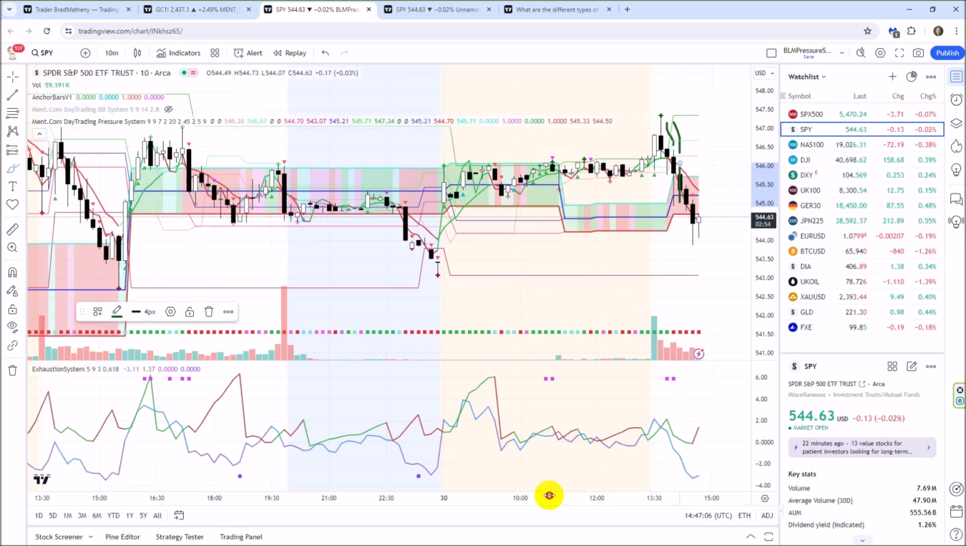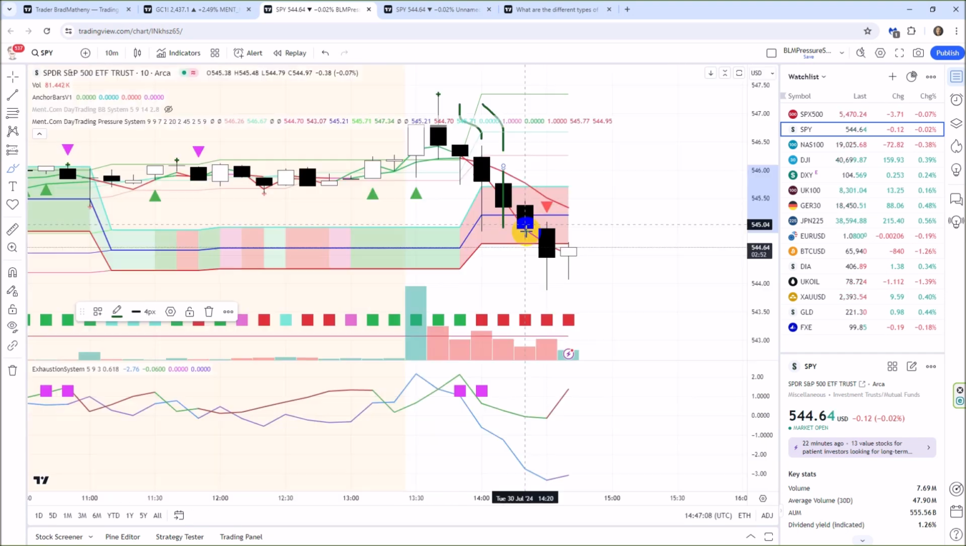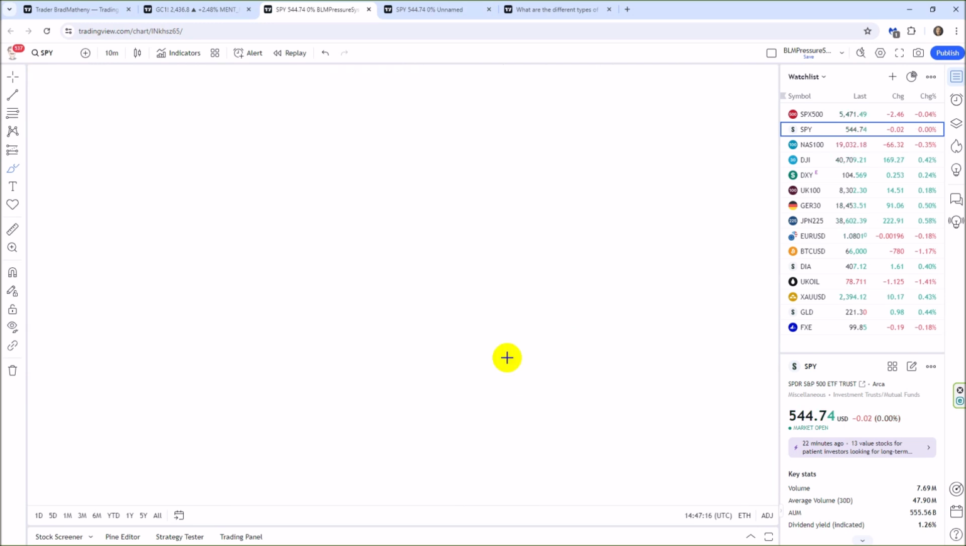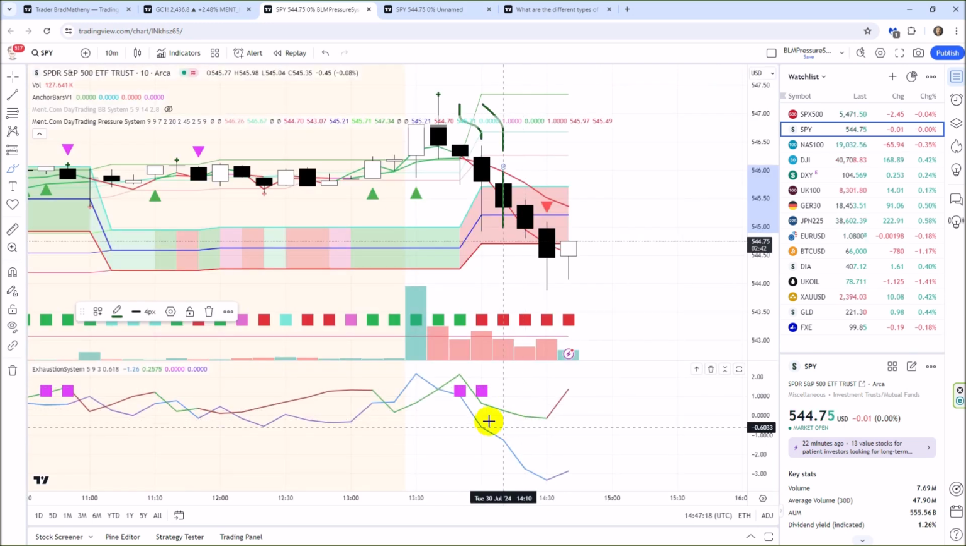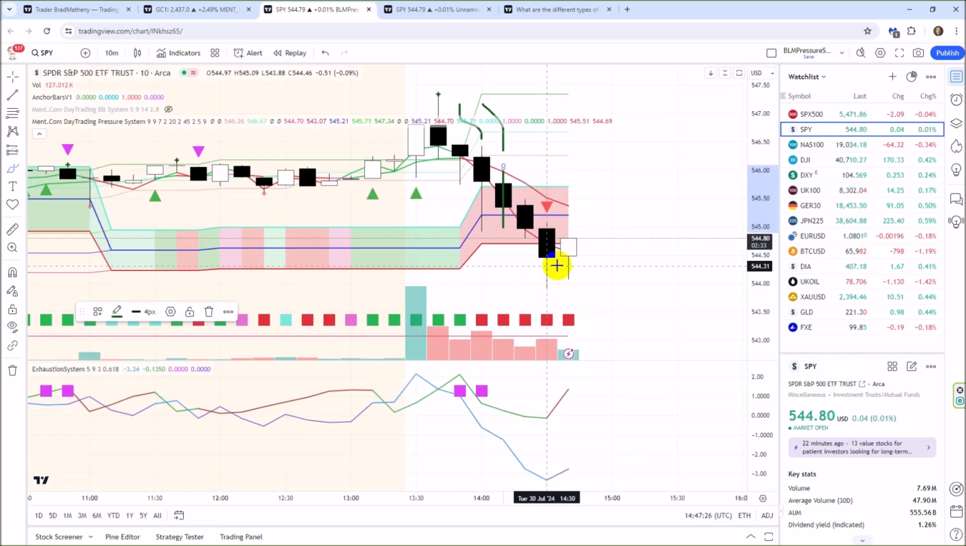Why? Because we're in the middle of the ultimate 382 channel. This could have turned into support. It could have rolled around. We don't want to be overly aggressive in this. Now, did we have any downward trending in the pressure system? No. We did not have any downward pressure system trending yet. We did eventually back over here.